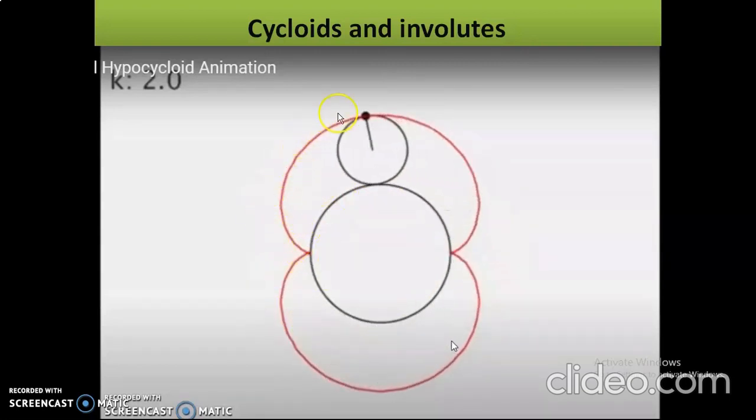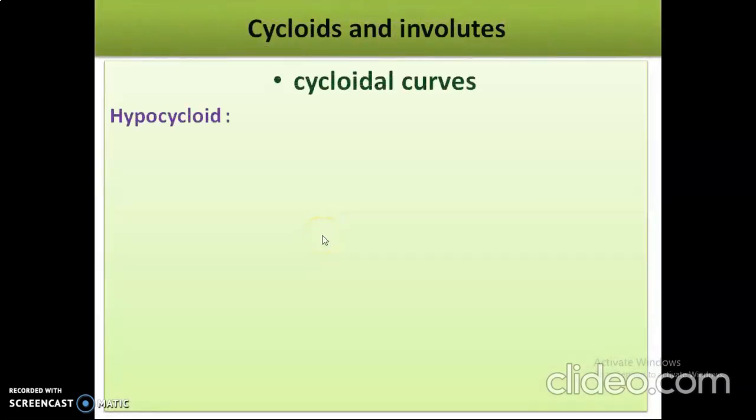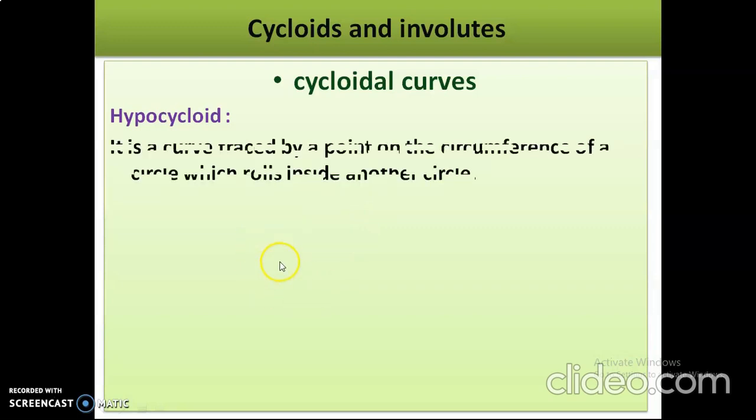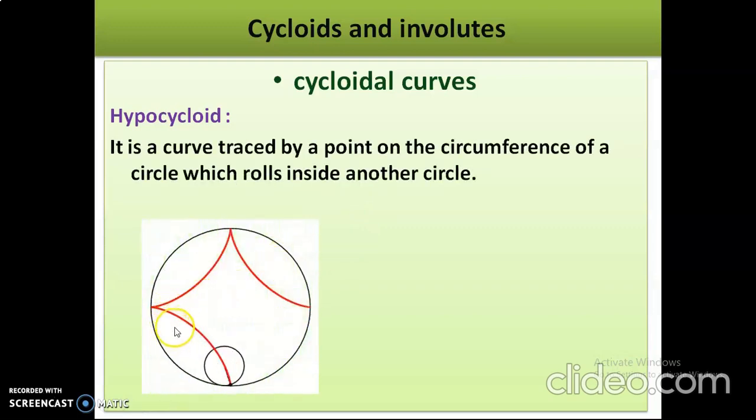So this type of curve is called a cycloid. Which cycloid is this? Epicycloid curve. Next we will see hypocycloid. What is hypocycloid? Whenever the small circle rolls inside another circle, then it forms one type of curve. That is called hypocycloid. See here, this small circle is rolling inside another circle.